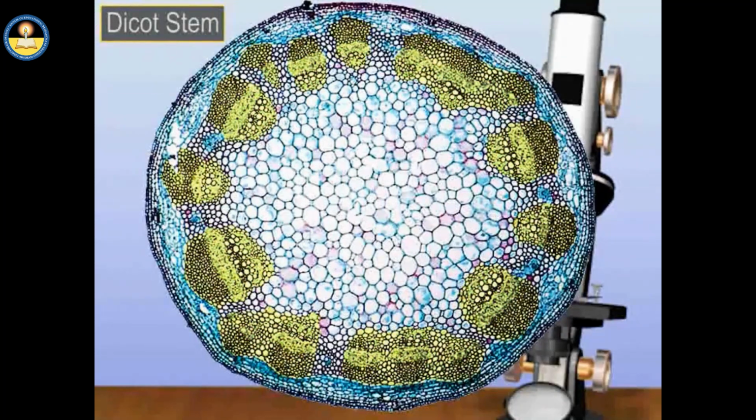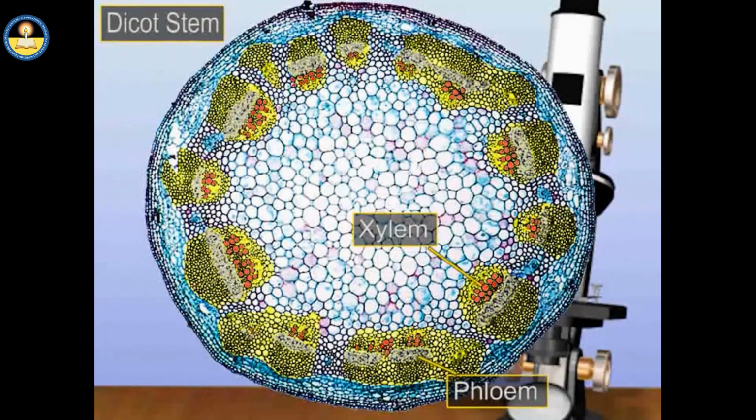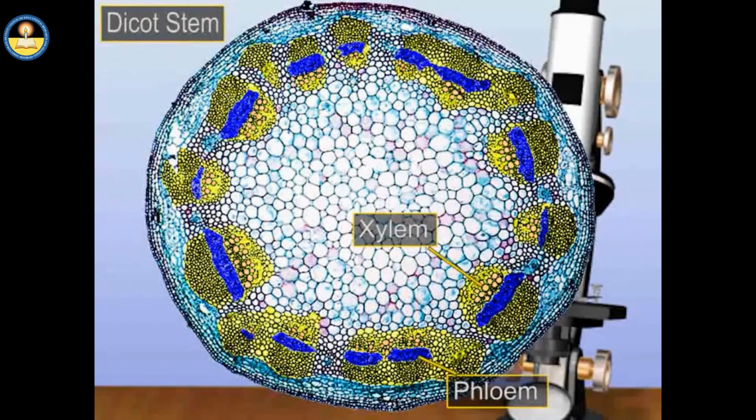The vascular bundles in a dicotyledonous stem are situated in a ring on the inside of the pericycle of the plant. A mature vascular bundle consists of tissues, xylem and phloem. The phloem is located towards the outside of the bundle and the xylem towards the center.